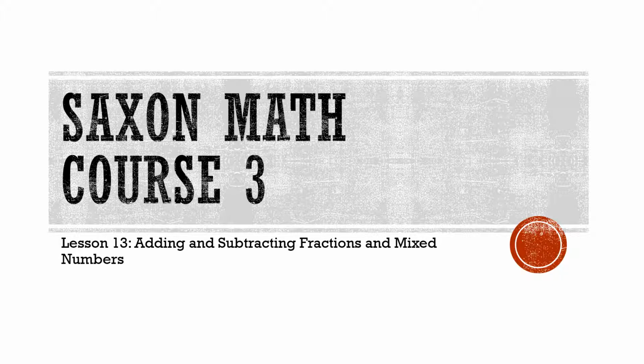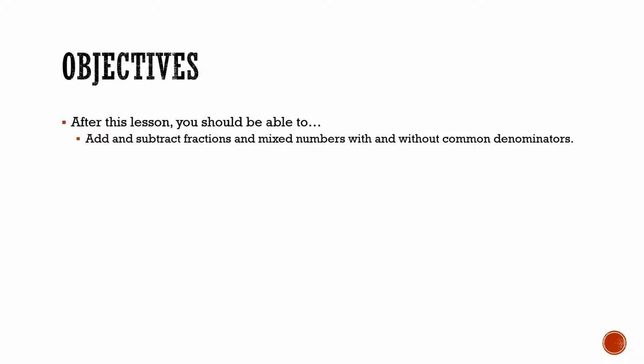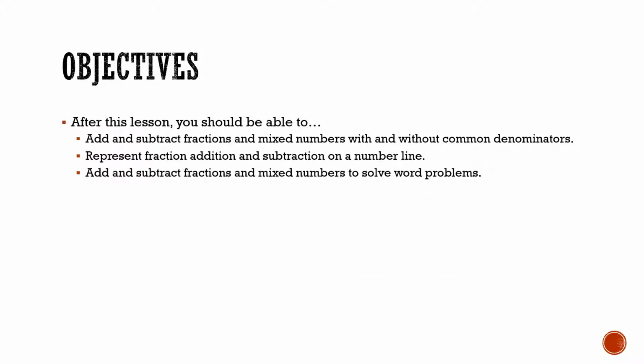Welcome to Saxon Math Course 3, Lesson 13, Adding and Subtracting Fractions and Mixed Numbers. Our objectives for today: after this lesson you should be able to add and subtract fractions and mixed numbers with and without common denominators, represent fraction addition and subtraction on a number line, and add and subtract fractions and mixed numbers to solve word problems.